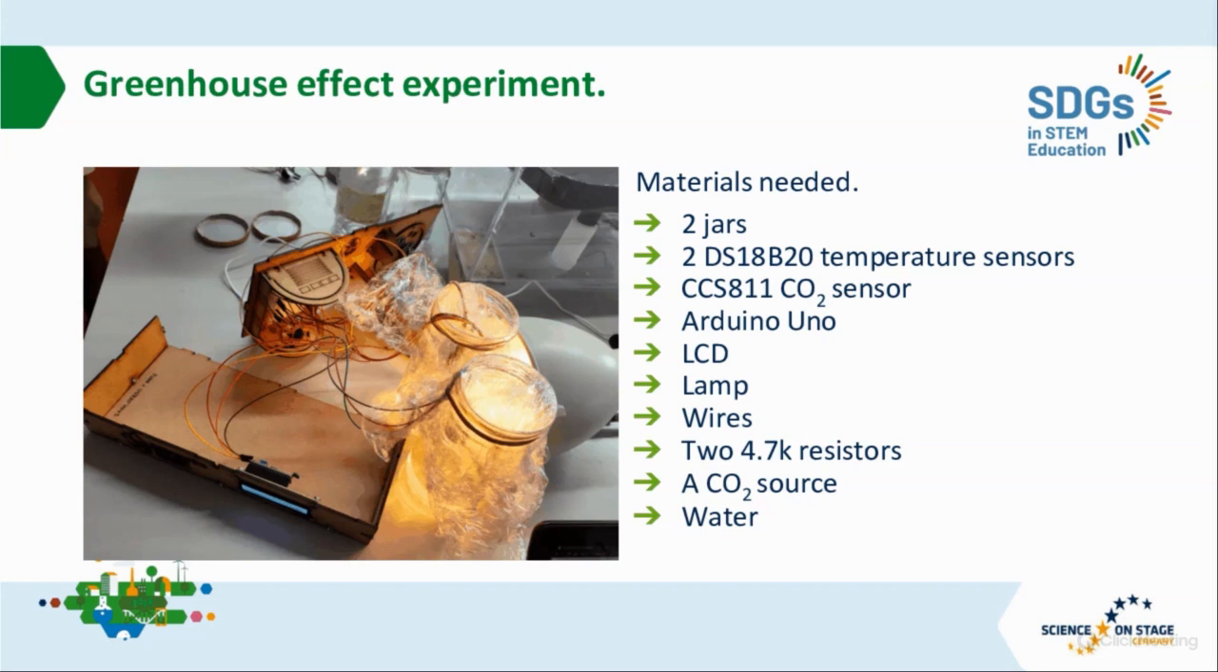Besides that, we tried an experiment with them to simulate this situation at the school in the lab. What we did here was to use two different jars. In both of them, we placed the same volume of water, and two temperature sensors. We use the DS18B20, which can be submerged in water, and we also use a sensor to measure the amount of carbon dioxide.